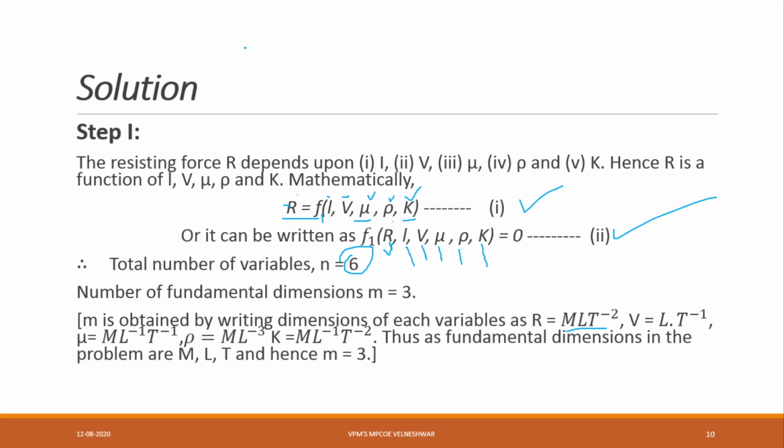Means only 3 dimensions are there. In some cases mass is absent, and we can write it as M power 0. So here only 3 dimensions are there for all variables, that is mass, length and time. So what is the value of m now? 3. So we got the number of variables and the fundamental dimensions; both values are present now.